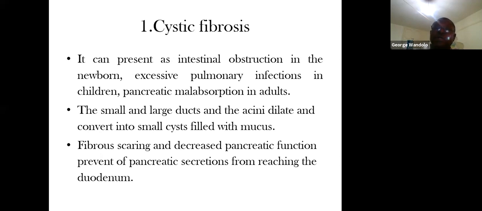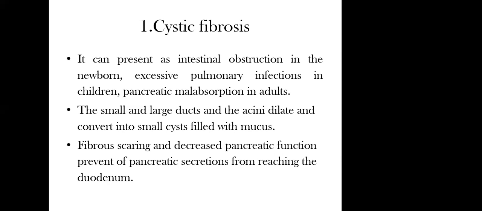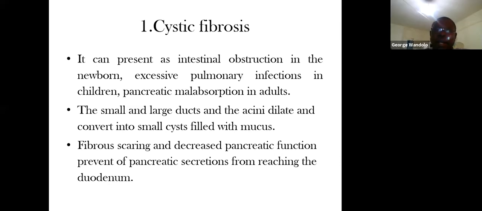It presents as an intestinal obstruction in the newborn, excessive pulmonary infections in children, and pancreatic malabsorption in adults. So cystic fibrosis presents variably within these age groups. The small and large ducts of the pancreas, or pancreatic acini, dilate, and they convert into small cysts or bullae, okay? And these dilated ducts are filled with mucus.